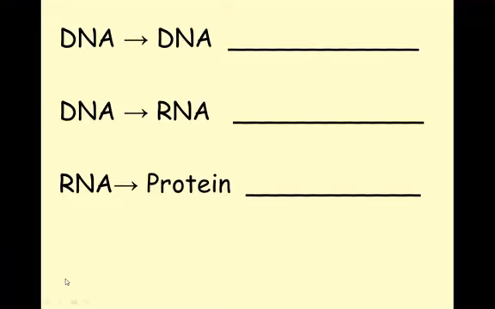So let's go back to our slideshow and look at the things we have learned about what happens in the cell and what DNA can do. The first process that we looked at was using DNA to make a DNA copy, a replica. Using DNA to make DNA is called replication.